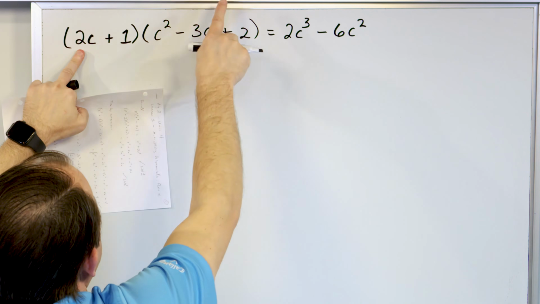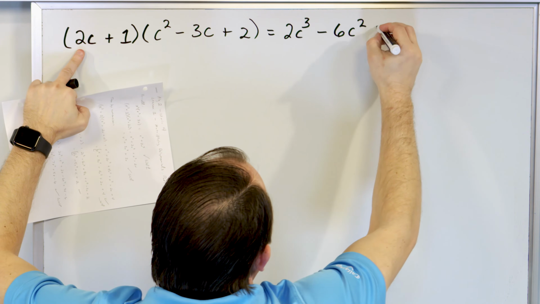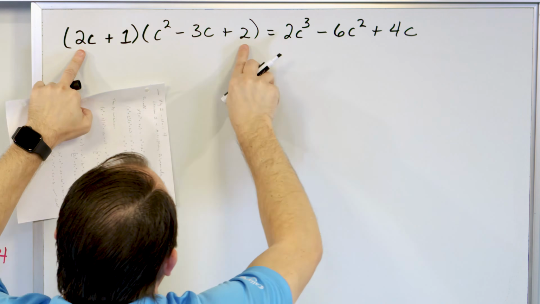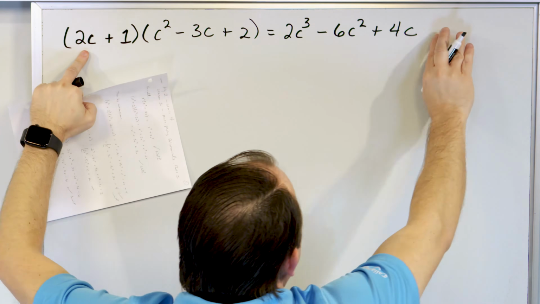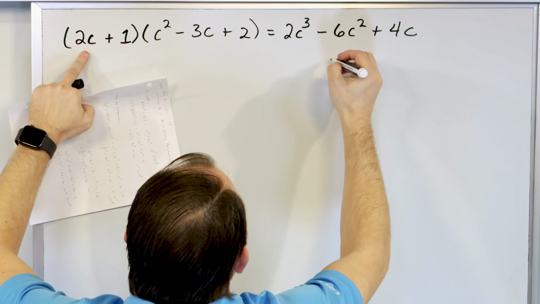Then you take this one and go times the 2. 2 times 2 is 4, positive 4, times c, because don't forget I have a c right here, and there's no c here, so it has to come along for the ride. Now I've kind of run out of space here, so I'm just going to continue on the next line.